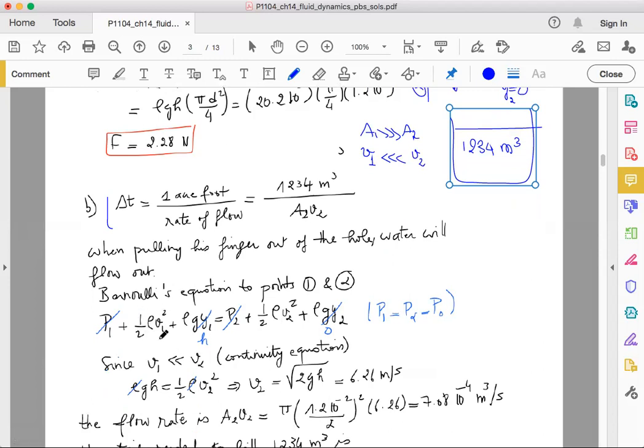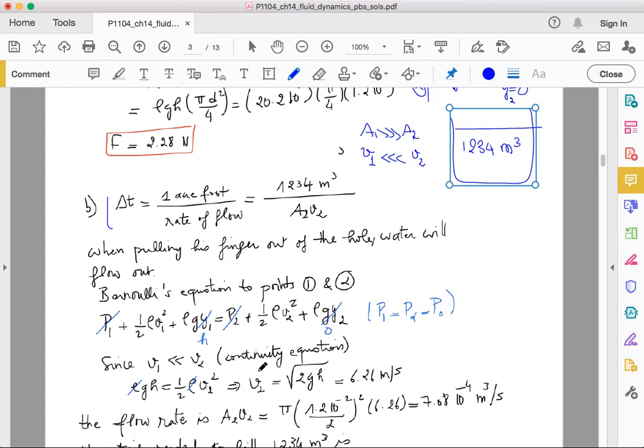So this could be neglected relative to V2. And so we end up with rho g h equals half rho V2 squared. So V2 is equal to the square root of 2 times g times h. And we end up with a value of 6.26 meters per second.